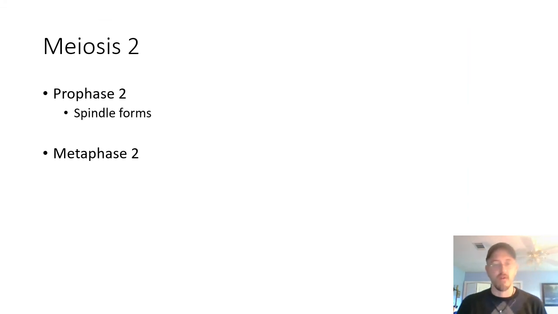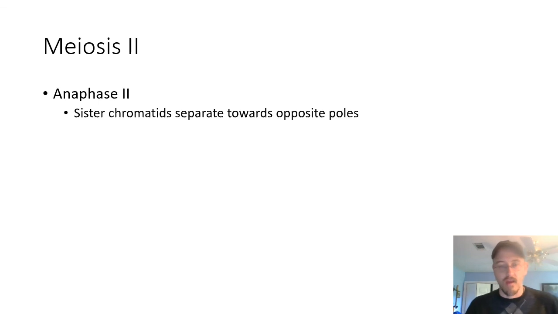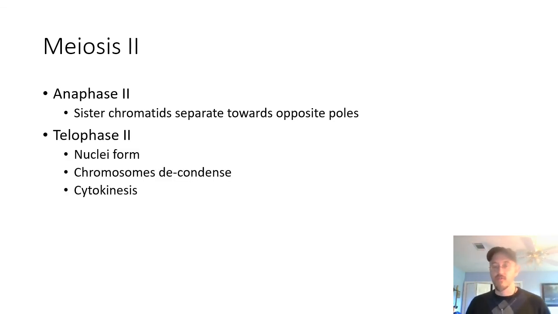So meiosis 2, prophase 2, spindle forms. Same stuff we've talked about in mitosis happens. Metaphase 2, chromosomes positioned at the metaphase plate. Kinetochores of microtubules are attached to opposite poles. So what's going to happen next is they're going to separate sister chromatids, and we're going to form daughter chromosomes. But in this case, they won't necessarily be twin daughters, right? Anaphase 2, sister chromatids separate and move towards opposite poles. Telophase 2, the nuclei reform, chromosomes decondense, cytokinesis kicks in, we form new cells.